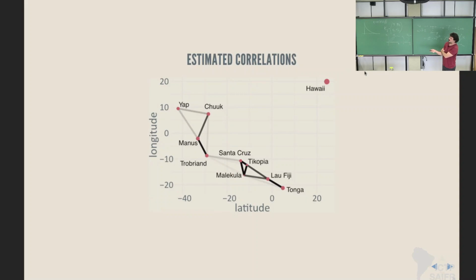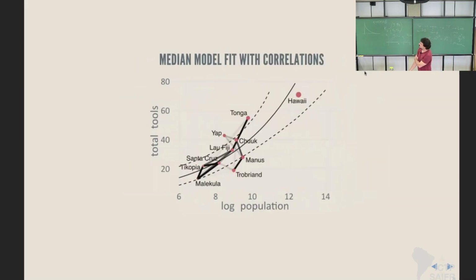Yes. So remember, Tonga is very big, right? And so it has a lot of tools. And so the model doesn't think that it's as correlated with this other tiny island. Yeah, so the line that you were showing before in the next graph, sorry, it's not from Tonga to Chuuk, it's from Tonga to Fiji. Yeah, you're right, sorry.